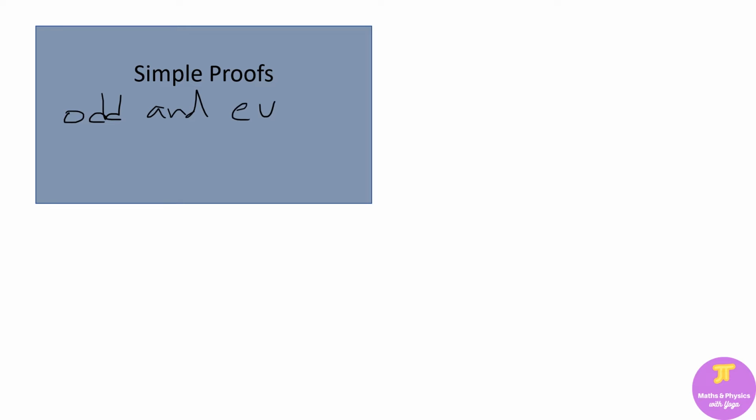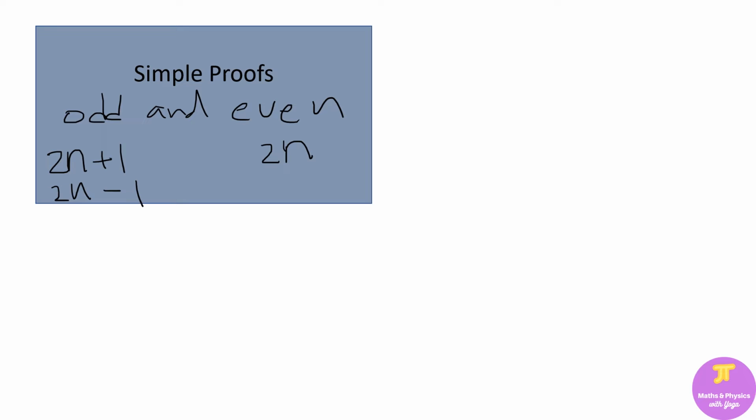and even numbers. As you know, any number can be represented by n, right? Let's say n is equal to 1, 2, 3, 4, 5, 6. Then even numbers are just the numbers multiplied by 2. If you multiply any number by 2, it will become an even number. And odd numbers are as simple as that. If you take an even number and add 1, or take an odd number and subtract 1, that will turn into an odd number. So we will use these techniques to prove simple proofs.